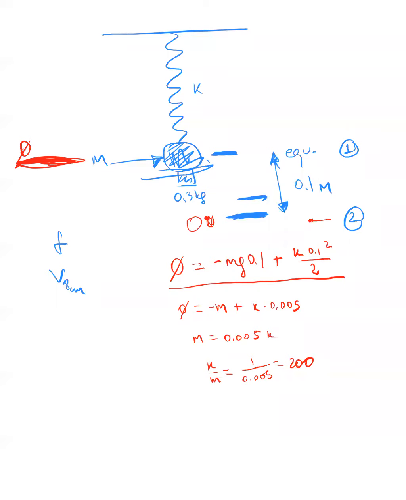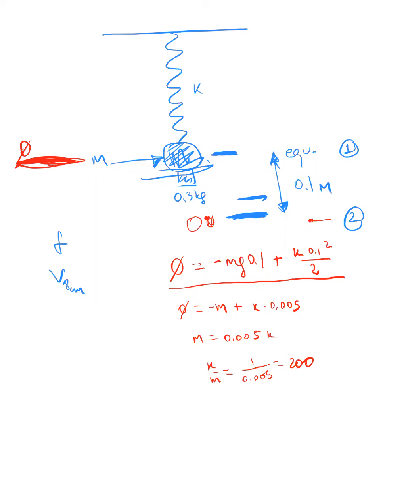Now, why is this ratio important? This ratio is important because, if you don't remember, you can look it up, we derived that the frequency of oscillation, when you have a mass attached to a spring, is the square root of K over M.